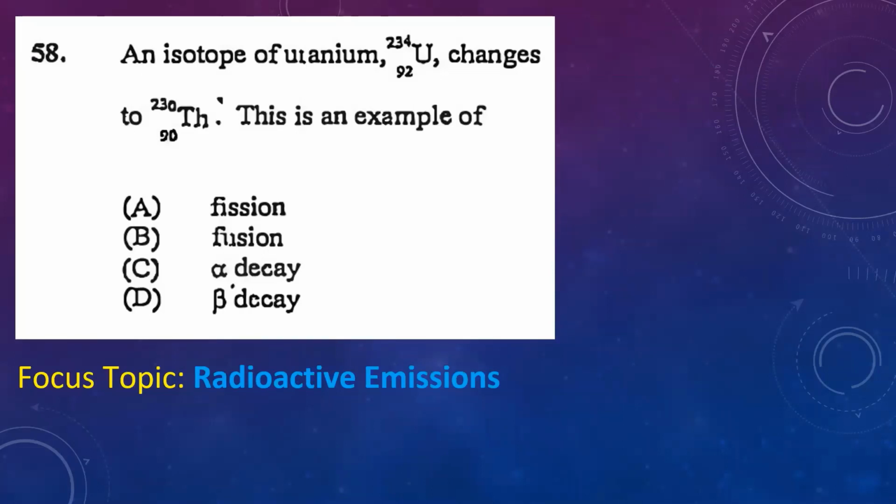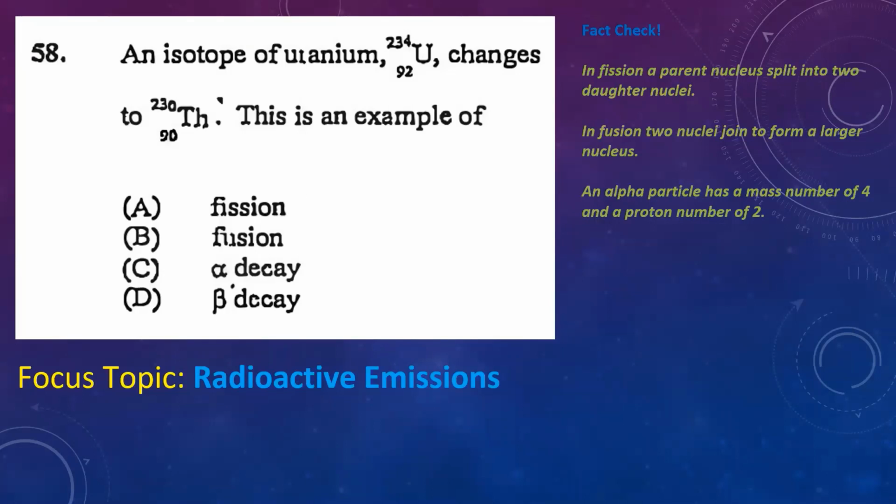Right? An isotope of uranium, and we have the structure there or the configuration, and it changes to thorium. Now we know that alpha decay will result in a species actually losing a mass of 4, and then it will lose 2 electrons as well.